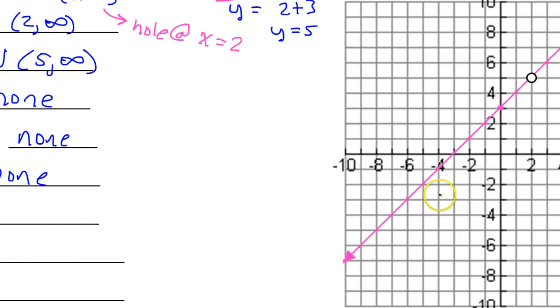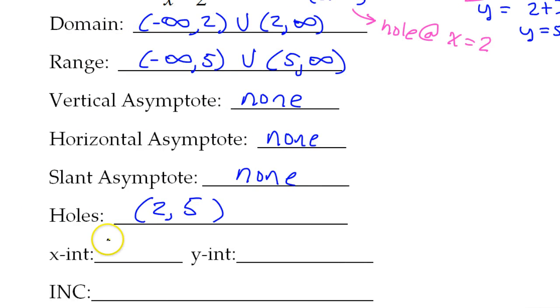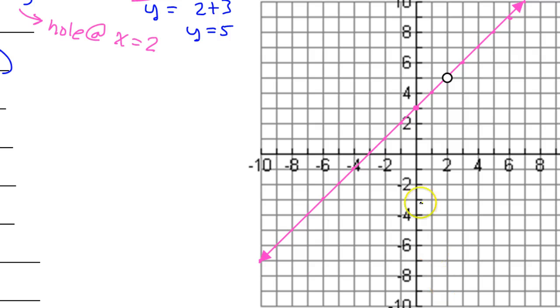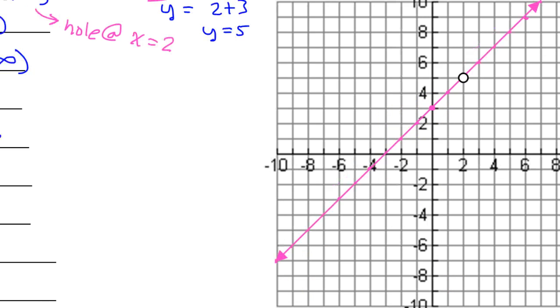X-intercept, well, it clearly touches the x-axis at (-3, 0). Y-intercept crosses the y-axis at (0, 3).